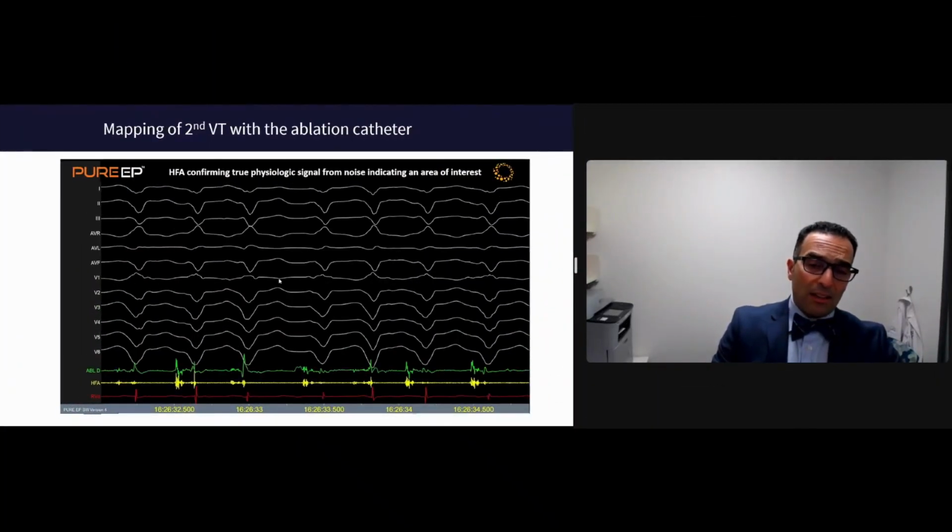After we ablated the initial VT, we actually induced a second VT, and here, much better, you could see a diastolic component. There's an intermittent contact here, but again, the high frequency recording can tell you that these are diastolic potentials, and this is an area worth pursuing and treating.